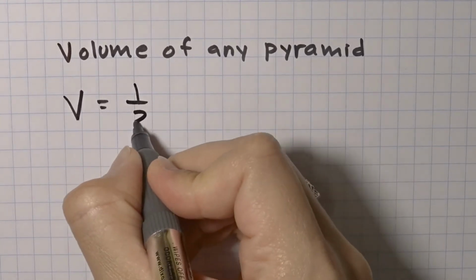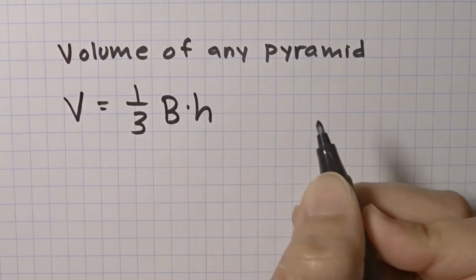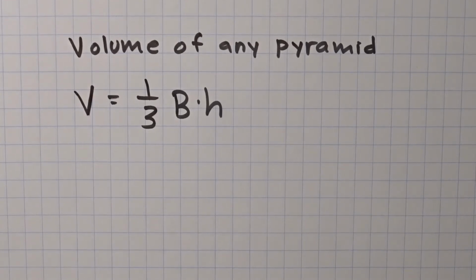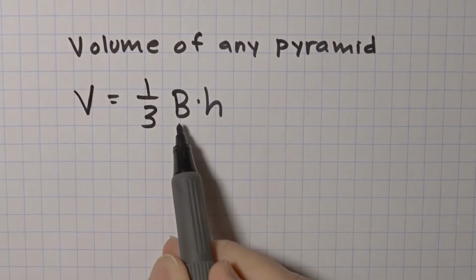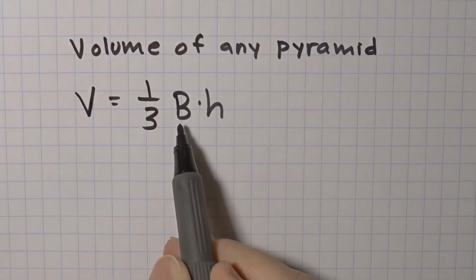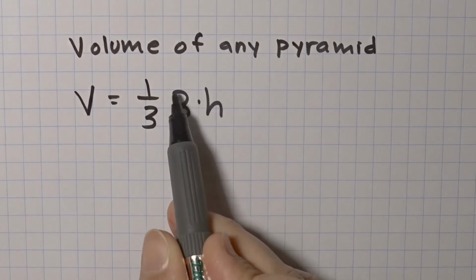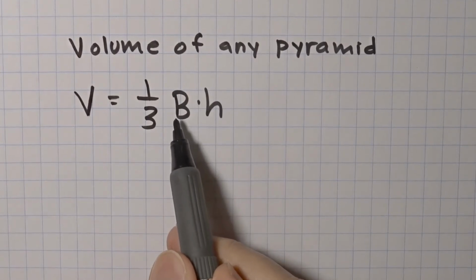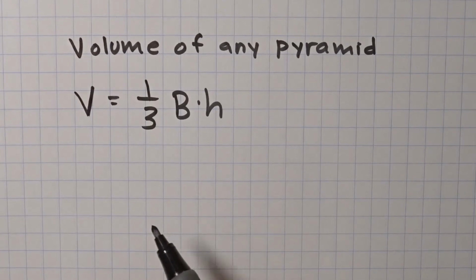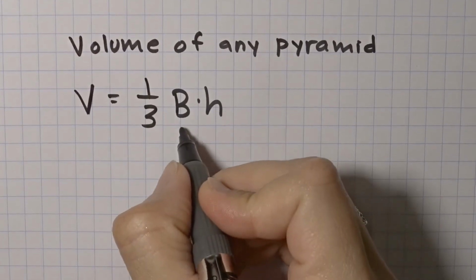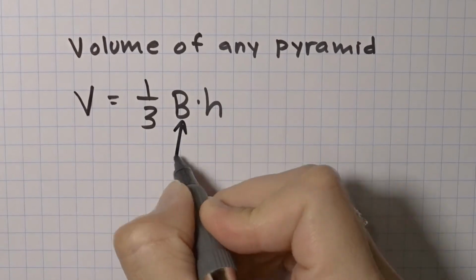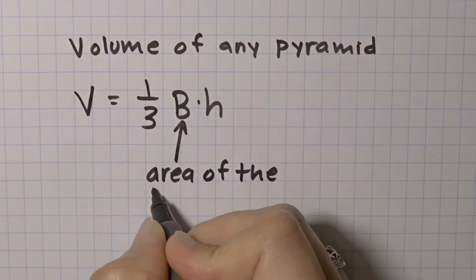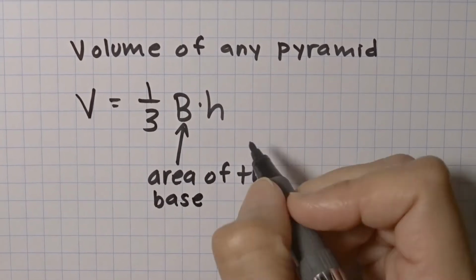And it's going to be 1/3 times the base times height. Now, that capital B is going to depend on what shape the base is. So if it's a square-based pyramid, then the base would be length times width. If it's a triangular-based pyramid, then you're going to use the formula for a triangle on the base. If it's a hexagon-based pyramid, then you put the area of that hexagon as the base, times the height. So that's very important. So let's go ahead and write that down. This will be the area of the base, and this is the height.